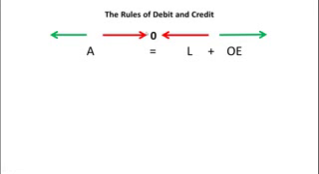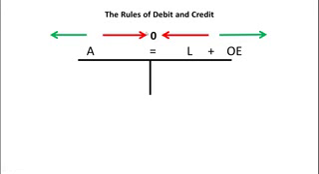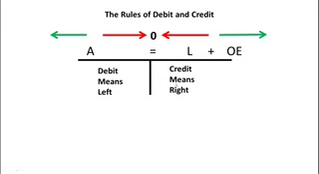So let's go a little further. Here's a T account, and that's how we're going to explain debits and credits with T accounts. And all you need to know about T accounts is as follows. The debit means left. It doesn't mean plus or minus, it just means left. And credit means right. It doesn't mean plus or minus, just right.